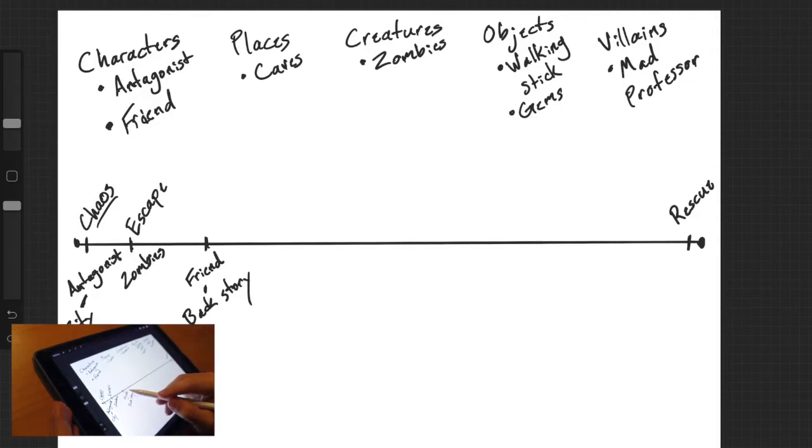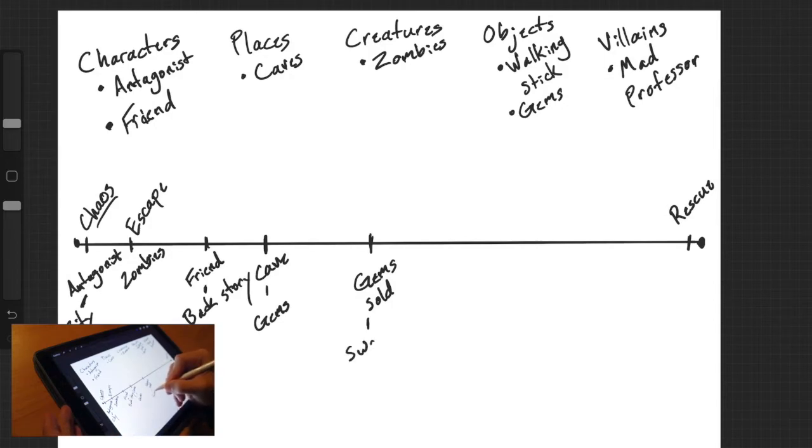And then it goes a little longer and you're like, oh, okay, I have this idea for a really cool cave environment, and you want to put that in maybe right here after that. So you can put cave, and maybe while your antagonist is in the cave, that's where he finds the gems, and you just continue to fill those out. And then maybe he gets out of the cave and he sells the gems to some merchant, or just trades them for some kind of good. Maybe he gets like a weapon, so he sells the gems and gets a sword of some kind.